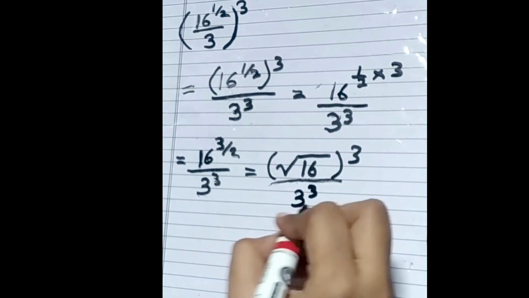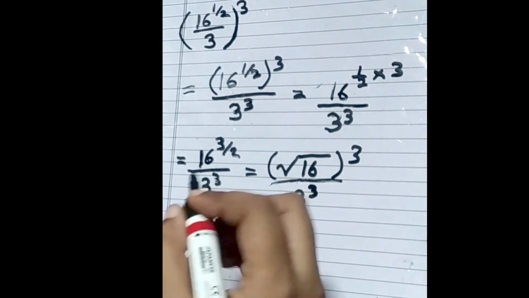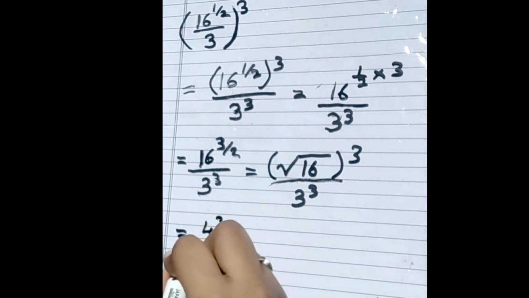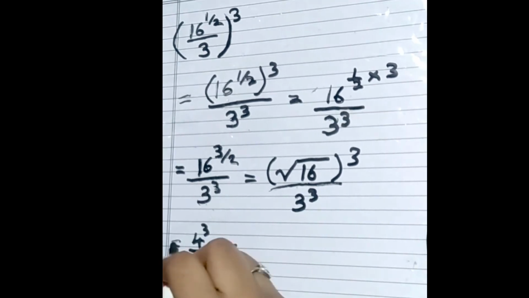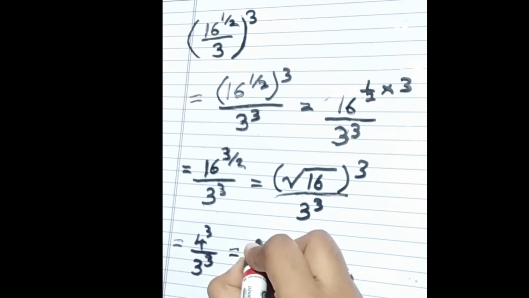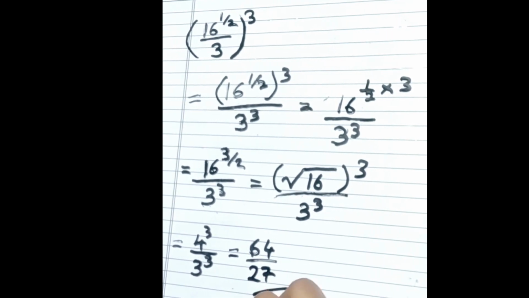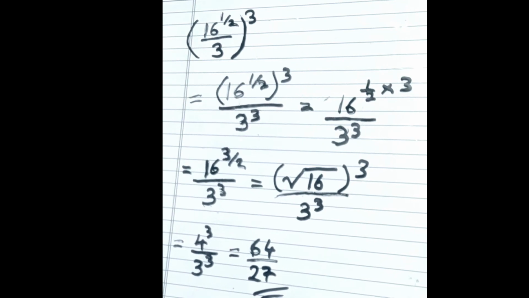Okay, so equal to, now square root of 16 is how much? 4 4s are 16. So square root of 16 is 4. So 4 cube upon 3 cube, which is equal to 4 cube is 4 4s are 16, 16 4s are 64. So 64 upon 3 cube is 3 3s are 9, 9 3s are 27. So this is the final answer, 64 upon 27. So this is how you can use the laws of indices and solve this example.